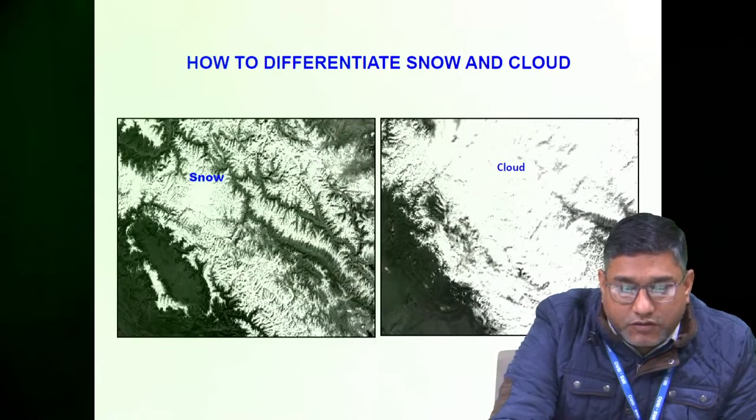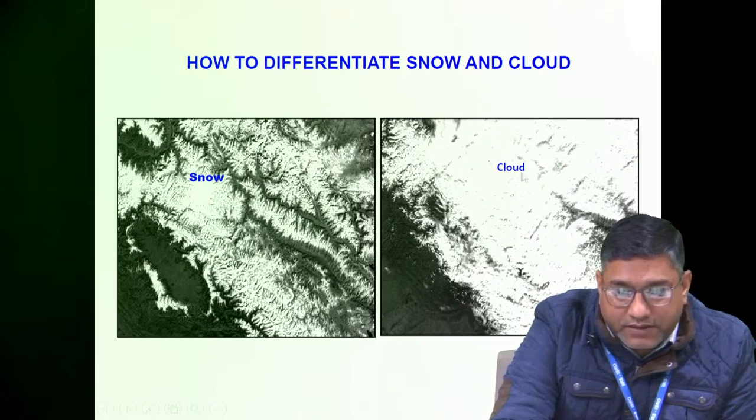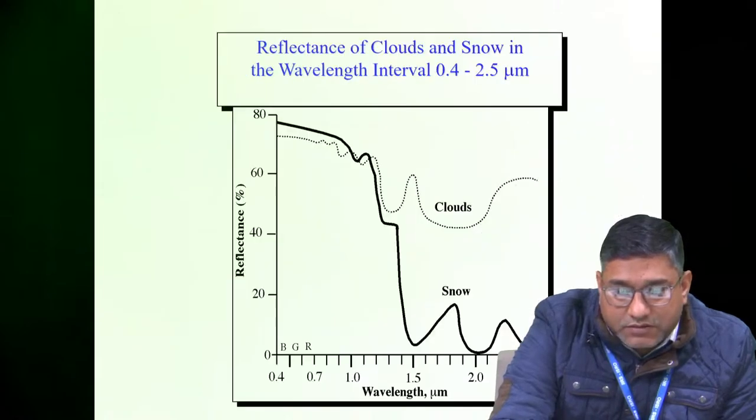Now you can see snow also appears white in color in the satellite image if you are talking about the FCC, and similarly cloud will also appear bright or white in color. So how should I differentiate whether it is snow or it is cloud? So I need the multispectral remote sensing data. If you see this spectral signature, this is the spectral response of the snow and this is the spectral response of the cloud.